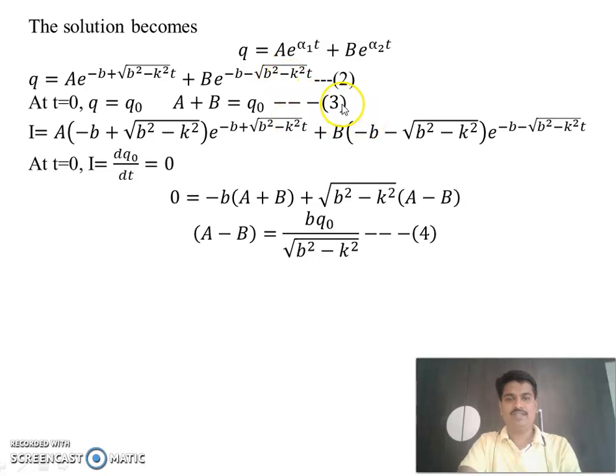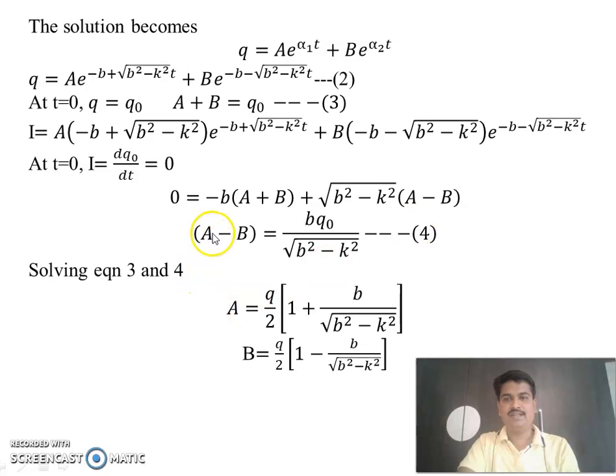So I have two equations: equation 3 and equation 4, and these two equations are sufficient to solve for the values of A and B. Now, a very simple elimination technique. If I add these two equations, B gets cancelled and I'll get A. If I subtract these two equations, A gets cancelled and I'll get the value of B. Once I get the values of A and B, the next thing is to substitute them in my solution of the differential equation.